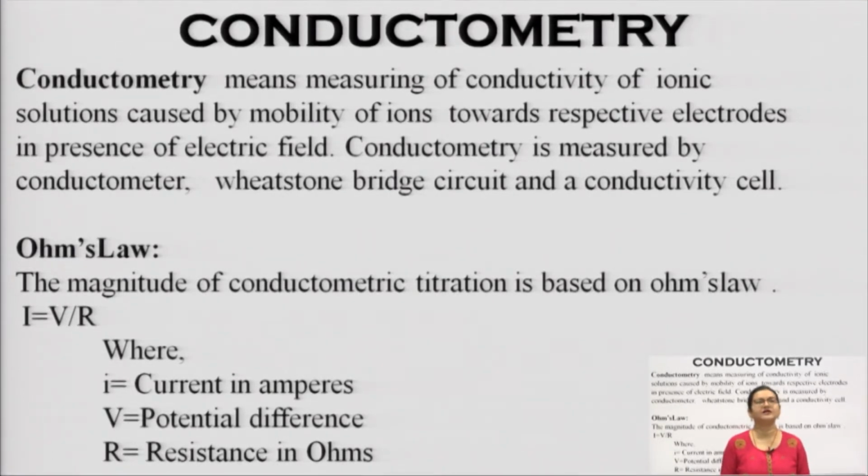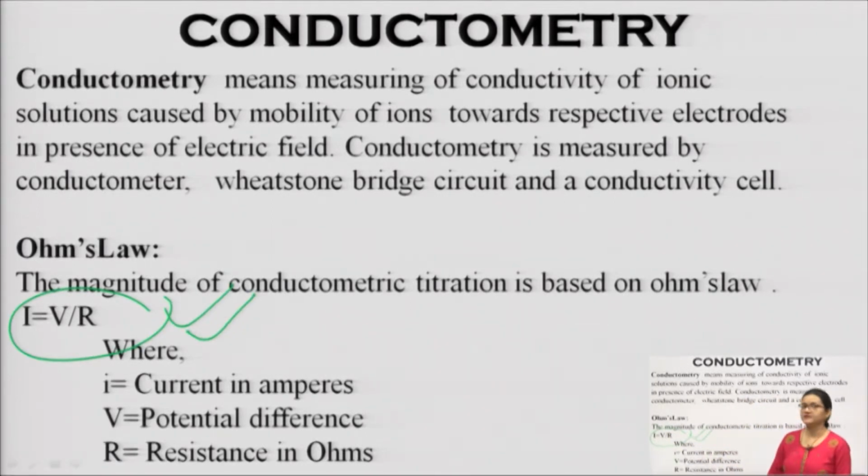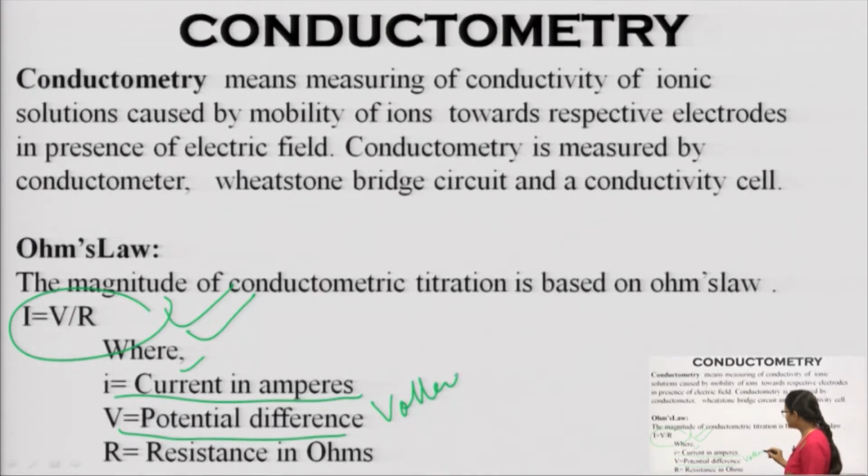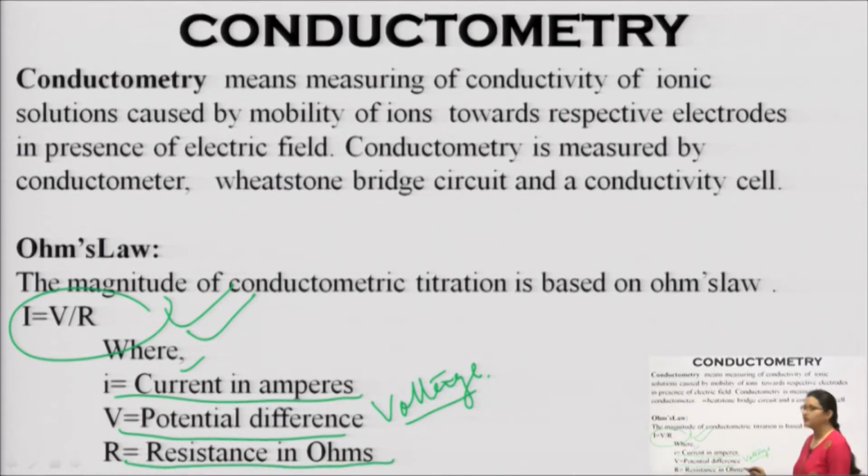What does it mean? The magnitude of conductance in conductometric titration is measured according to Ohm's law, which states I, the current in amperes, is equal to V divided by R, where I is the current generated in amperes, V is the potential difference, or we can say voltage, and R is the resistance in ohms.